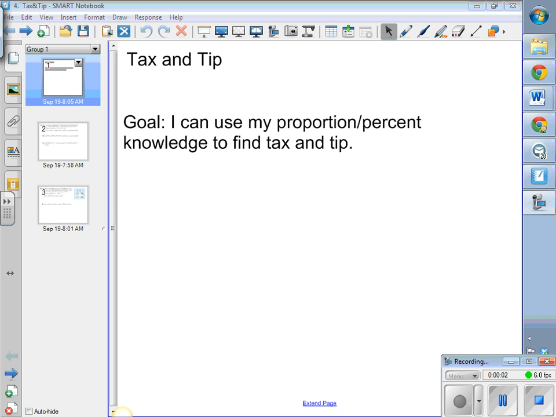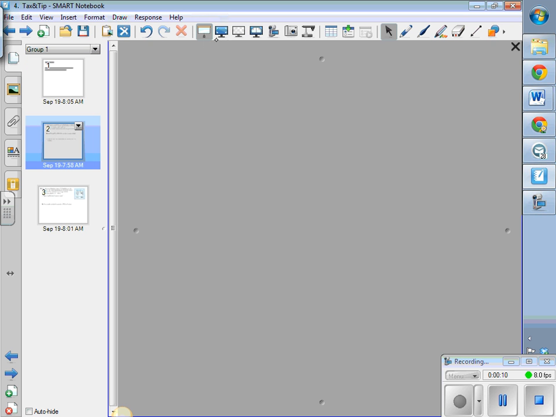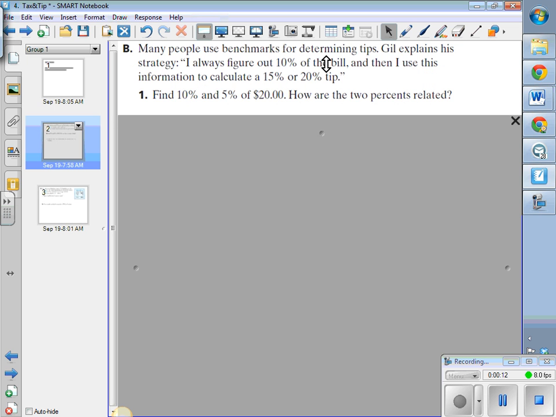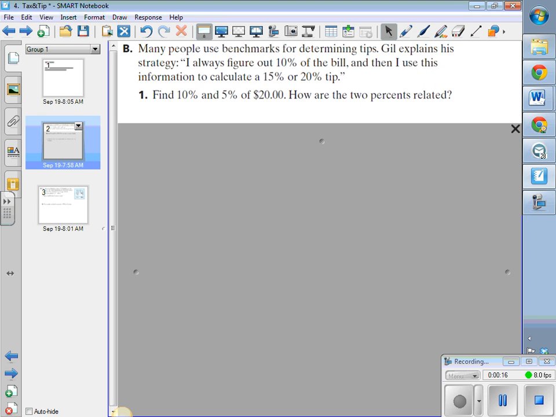Today's lesson is tax and tip. Our goal is that we can use proportions and percent knowledge to find tax and tip. Many people use benchmarks for determining tax and tips.